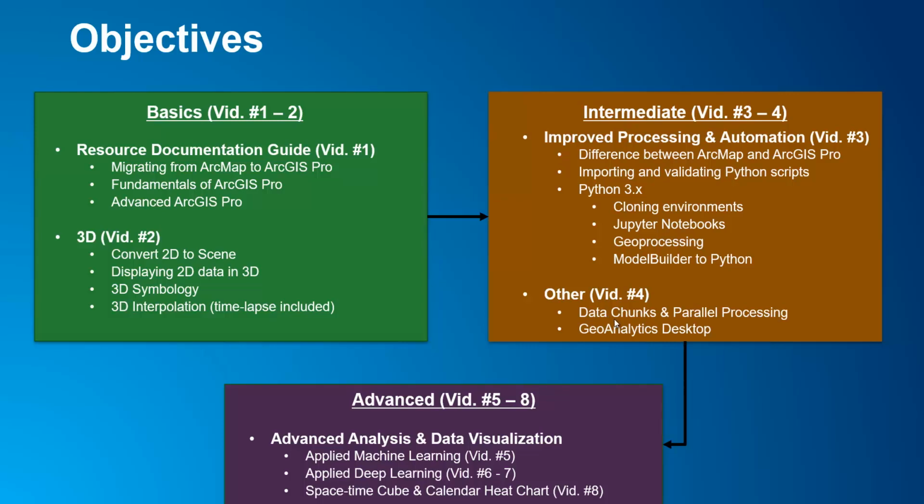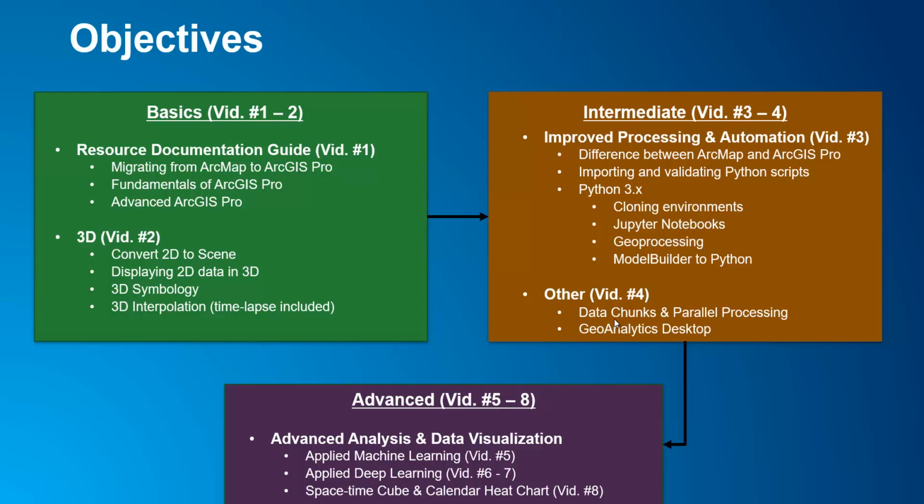Then we will shift over to the intermediate level and provide 2 videos on how to improve processing and automation. Video 3 will specifically cover the fundamental differences between ArcMap and ArcGIS Pro in terms of processing capabilities. And then we will do a demo on how to validate different Python versions in Pro, execute geoprocesses using Jupyter Notebook, and the use of Model Builder by importing historical processes and translating them into Python code.